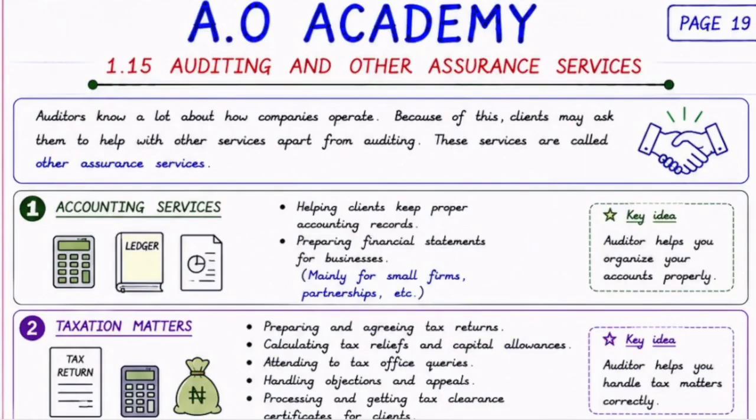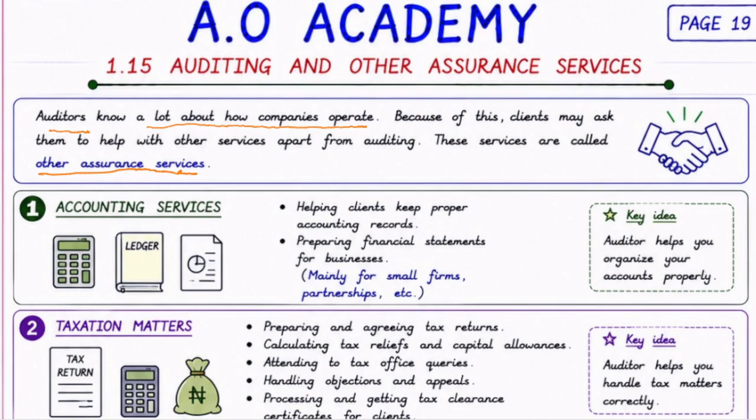So now we are moving to auditing and other assurance services, which is section 1.15. Auditors know a lot about how companies operate, because they have to know the business. Knowing the business is part of their job. So because of this, clients may ask them to help with other services apart from auditing. These services are referred to as other assurance services.